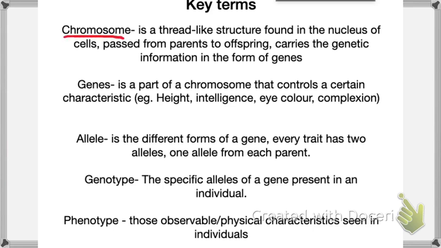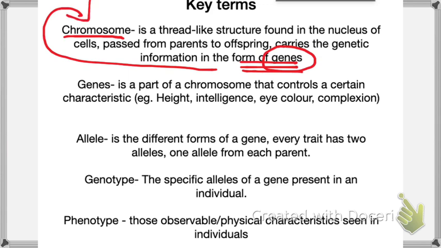The chromosomes are what basically allow for information to be passed from person to person, parents to offspring. And that information that we are talking about is in the form of genes. So a gene really is one single part within a large chromosome, right?